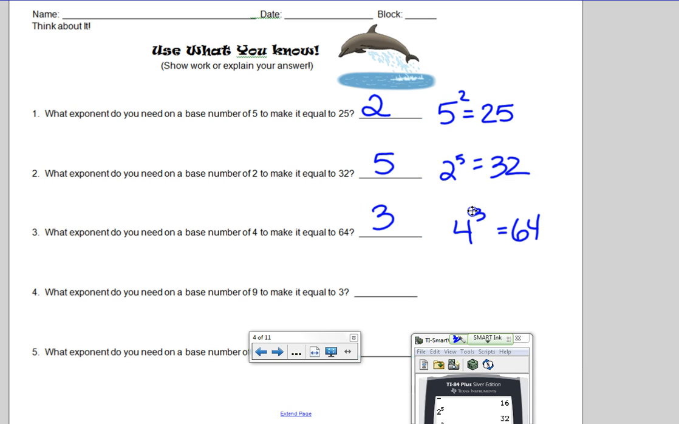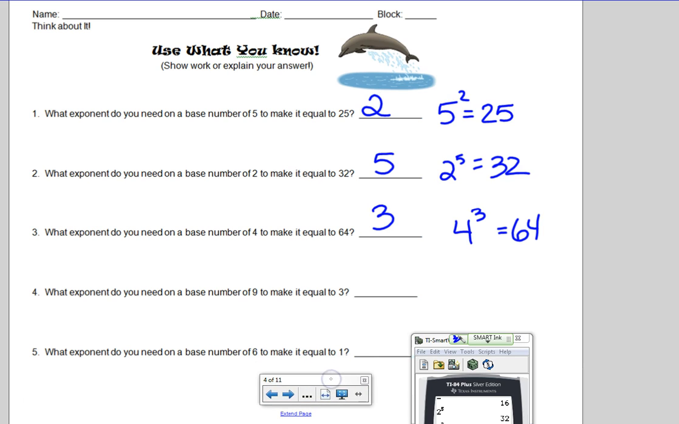What exponent do you need on a base number of 9 to make it equal to 3? So this one is a lot harder. 9 to what power makes a 3? Well, it has to be under a number 1 because 9 to a 1 power would be 9. And I don't know if you realize, but the square root of 9 is 3. And in order to do square roots, you learn that you could have a fraction where 2 is the root number, so you put it on the bottom, and 1 is the power, and that would be the square root of 9.